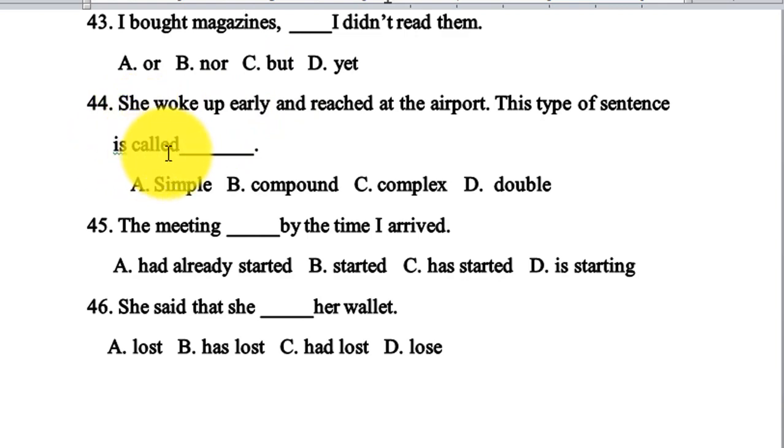This type of sentence is called... it is in your book. What is a simple sentence? What's a compound sentence? What's a complex sentence? What's a double sentence? I don't know. Is there a kind of double sentence? It's not clear, I think. See this sentence in structure.